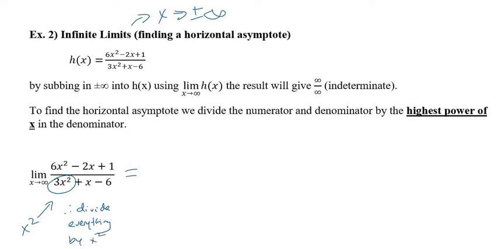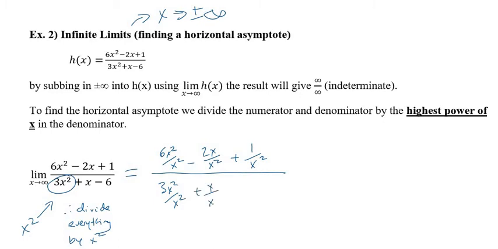So we're just going to rewrite this whole fraction, and we're just going to take each term and divide it by x squared. And you're going to see why this works in just a second. 3x squared over x squared plus x over x squared minus 6 over x squared. Now, let's go through and simplify.